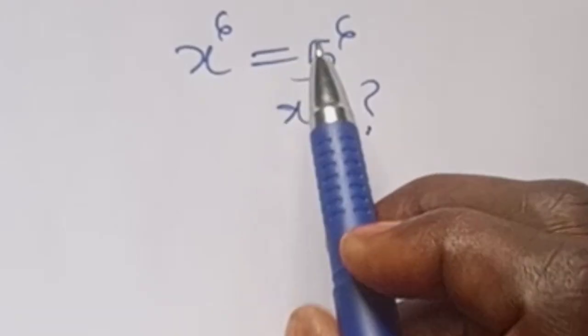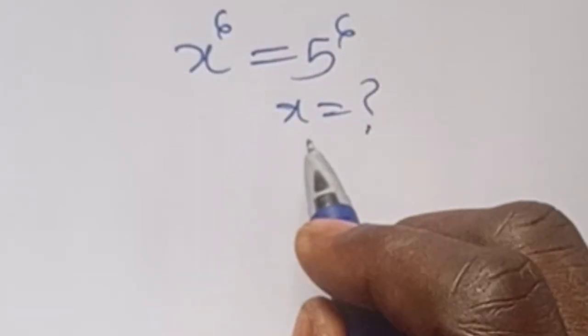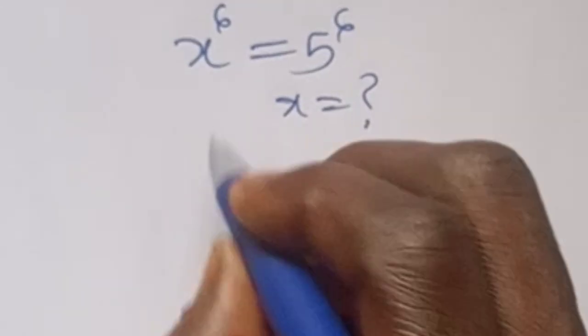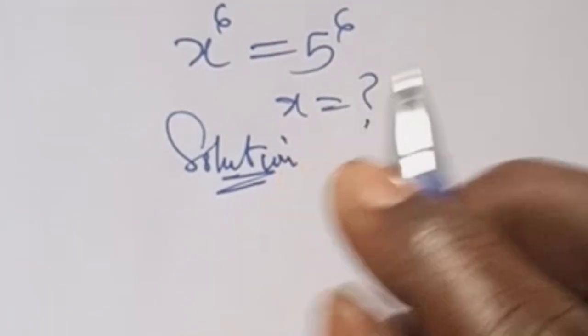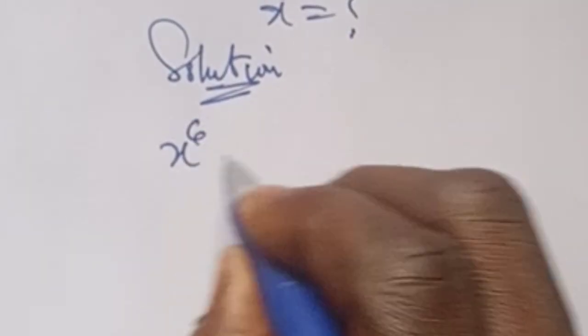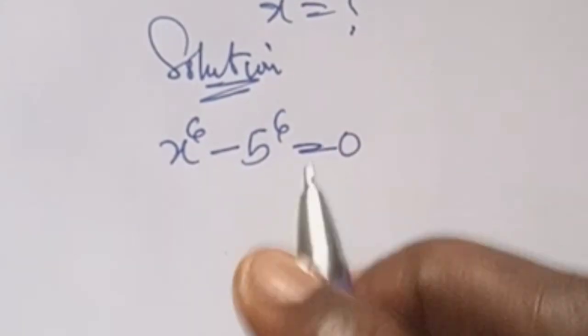Hello everyone, so today we have x to the power of 6 equals 5 to the power of 6. X is the unknown. So if we're going to solve together, let's take the solution. Our equation can be written as x to the power of 6 minus 5 to the power of 6 equals 0.